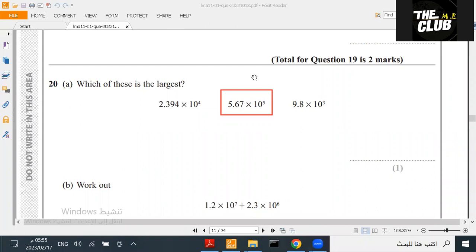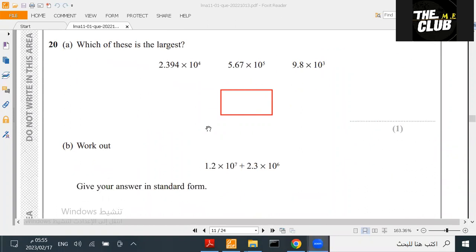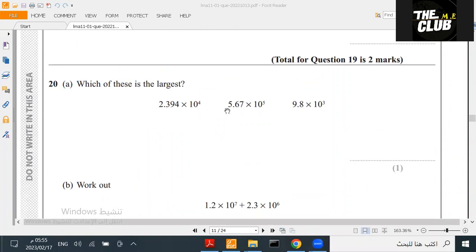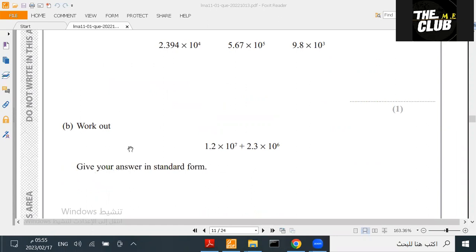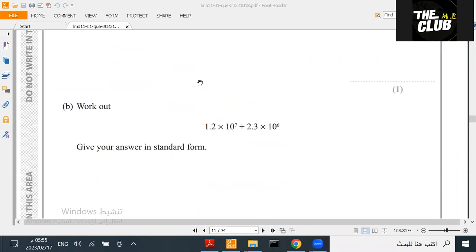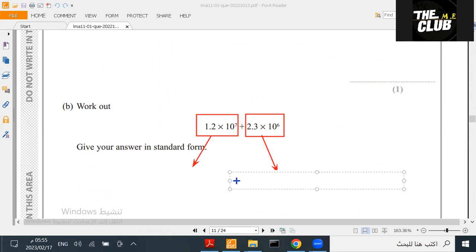So next one, 20B, work out this. Working out, you can use a calculator, as we said before. You can put the whole thing in the calculator or part of it and then continue. Let's do it part by part. We're going to write the answer here, and this one, write the answer here, and then add them together.